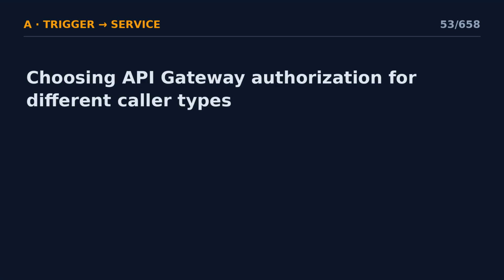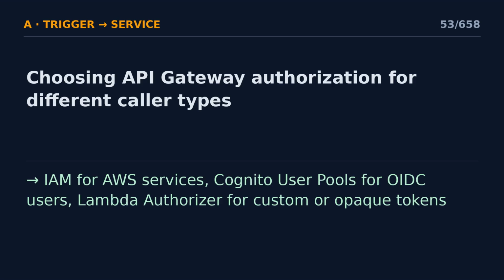Choosing API Gateway authorization for different caller types. Answer: IAM for AWS services, Cognito user pools for OIDC users, Lambda authorizer for custom or opaque tokens.